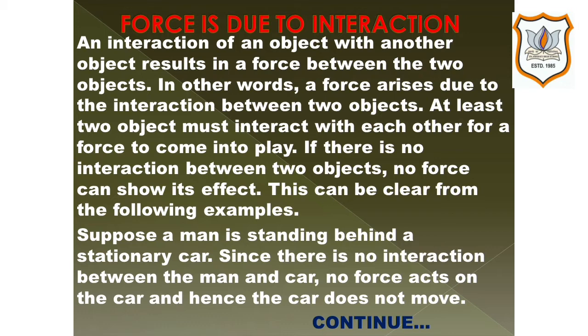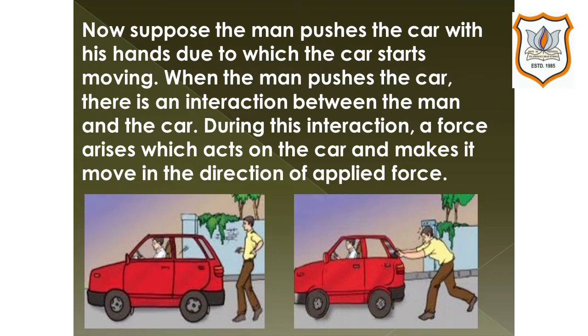Suppose a man is standing behind a stationary car. Since there is no interaction between the man and the car, no force acts on the car and hence the car does not move. Now suppose the man pushes the car with his hands, due to which the car starts moving. When the man pushes the car, there is an interaction between the man and the car. During this interaction, a force arises which acts on the car and makes it move in the direction of the applied force.